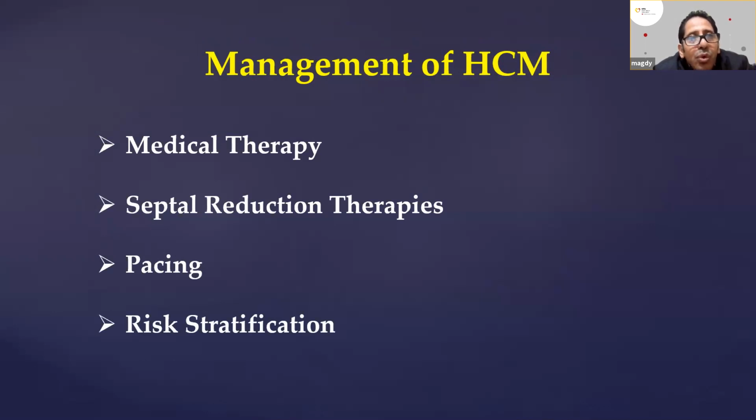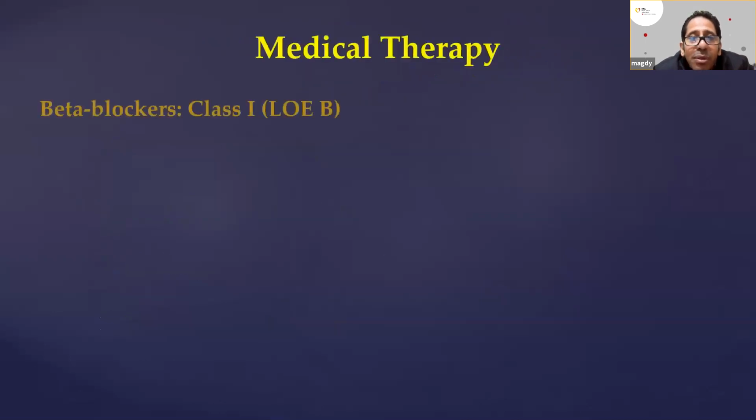So how do we manage patients who have hypertrophic cardiomyopathy? Medical treatment, or septal reduction therapy, surgery or alcohol septal ablation, or we have other modalities like a dual chamber pacemaker. What's most important in every patient diagnosed with hypertrophic cardiomyopathy, before considering the treatment strategy, is to do a risk stratification. This is very important.